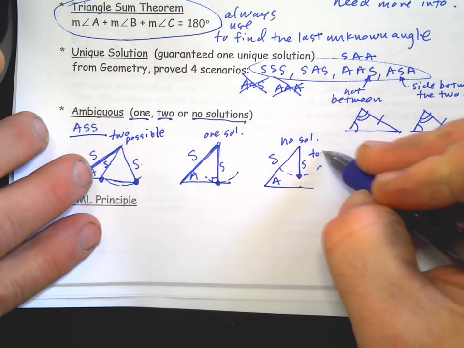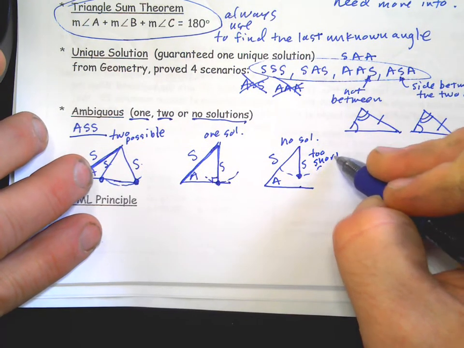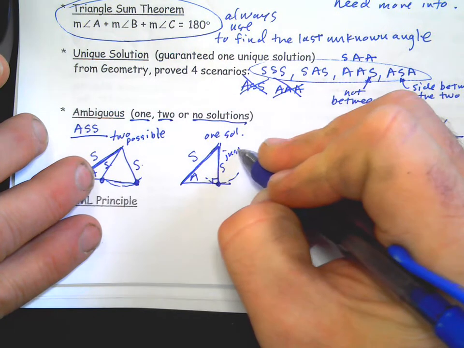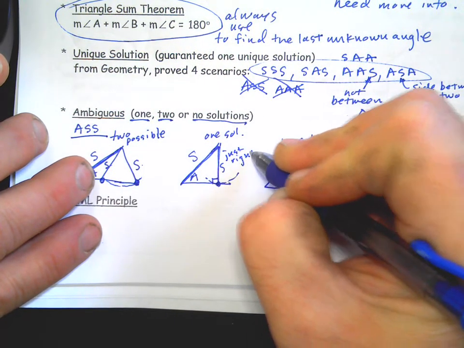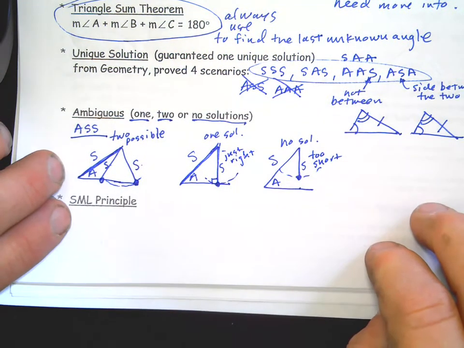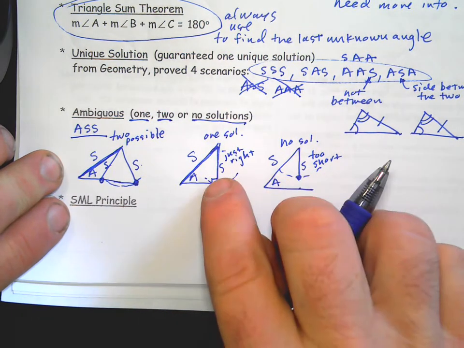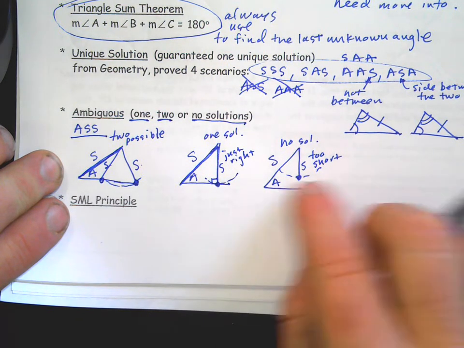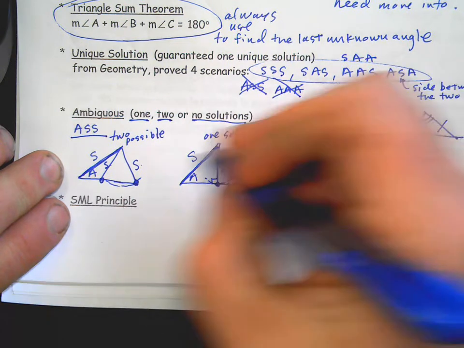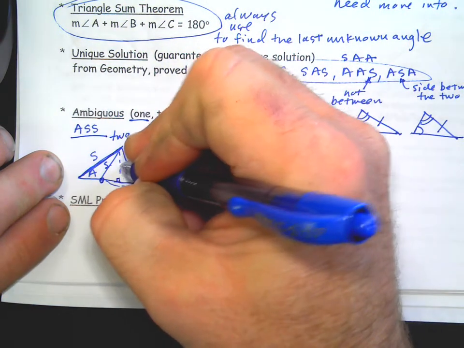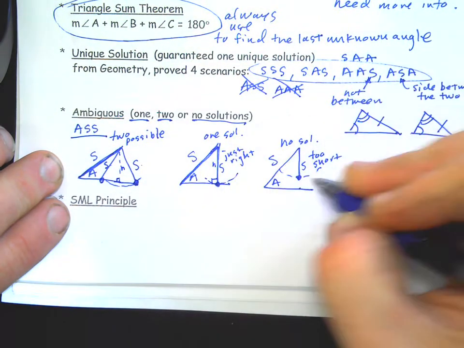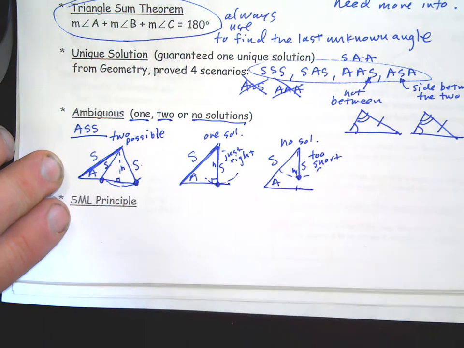So this is one where it's too short, and this one's just right, okay? Now, the key thing here is that second side, that swinging, how does it compare to the height of the triangle, right? There's the height of the triangle. This one's exactly equal. This one's shorter than the height. So really that's all it comes down to.